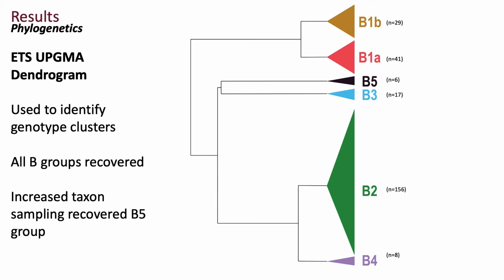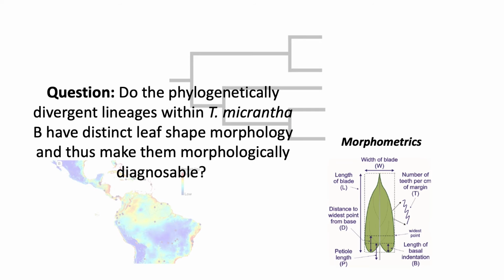Then for the ETS data, I did a UPGMA analysis. And this is essentially, as I said, a distance analysis. And with this increased taxon sampling, so remember that for ETS, we had about 489 specimens that we sampled, we've also recovered this B5 lineage that you can see in the blackish color. That's sister to B3 in this analysis. So that's pretty interesting too. So we have another clade that we should think about.